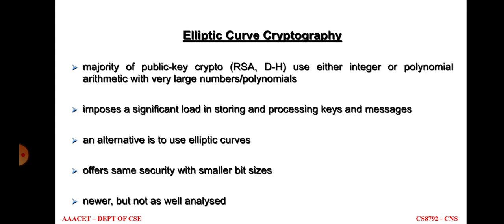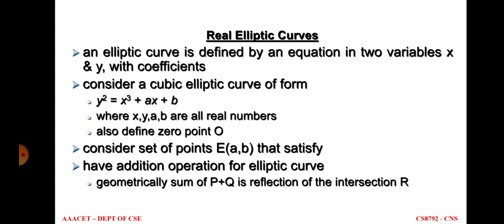So elliptic curve cryptography is used for storing and processing of keys and messages, and it is an alternative use of elliptic curves. It offers the same security with a smaller bit size, and it is very new but not as well analyzed. So this is the concept of elliptic curve cryptography.